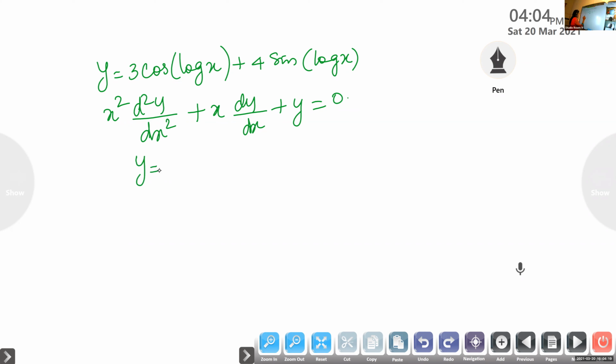Y is equal to, again, note down. This is an important and a different question. y is equal to 3 into cos of log x plus 4 into sine of log x. Here we'll be doing this in a different way. Okay, you try it. I'll give 2 minutes. Try to find out dy by dx. Find out d square y by dx square. And try to substitute it and check whether you are getting it is a solution or not.